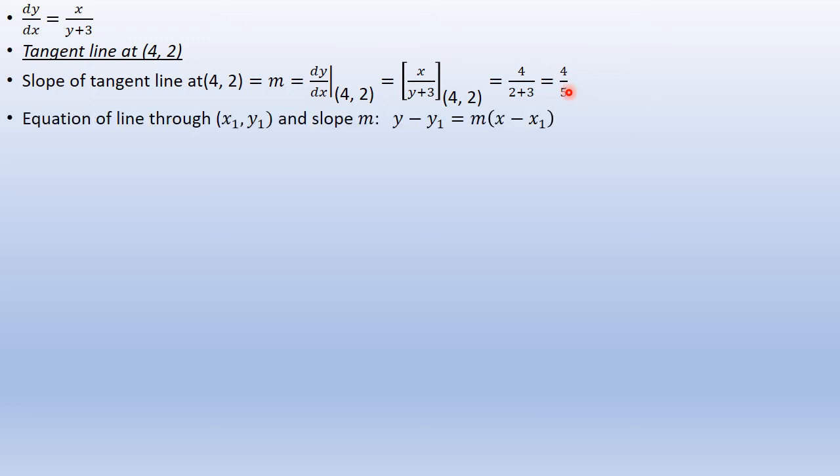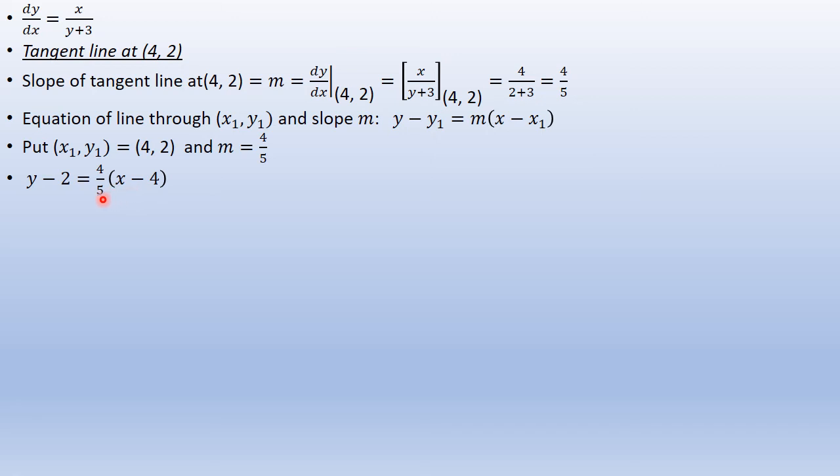Now we take some help from chapter 4. In chapter 4, we see that the equation of a line through a point (x1, y1) and having slope m is given by y minus y1 is equal to m into x minus x1. So let's put (x1, y1) equals (4, 2) and m equals 4 by 5 in this equation. So we get y minus 2 is equal to 4 by 5 into x minus 4. This is the equation of the tangent line.